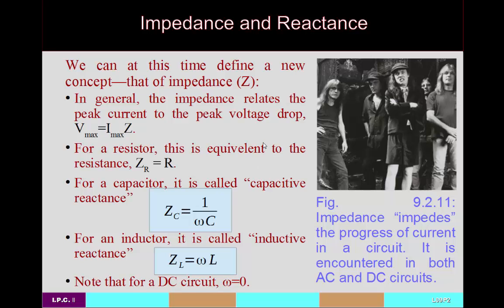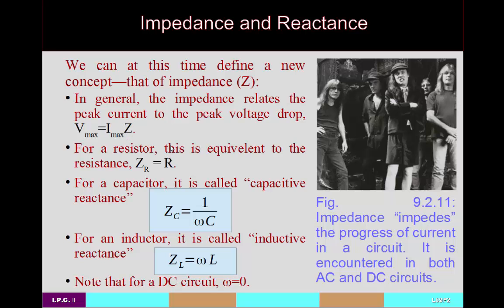What is worth noting here is that we can now define a new concept, which is called impedance. Impedance is something that relates the peak current to the peak voltage drop. So the equation that defines impedance in general is that the maximum or peak voltage drop is equal to the maximum or peak current times the impedance.